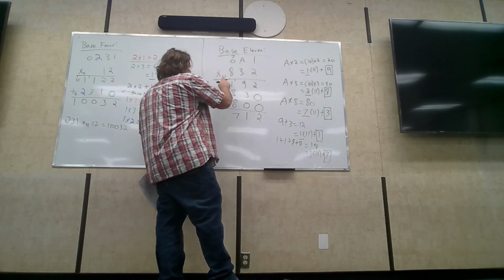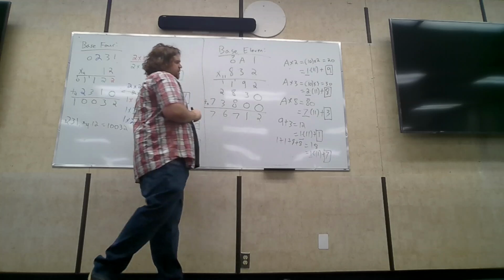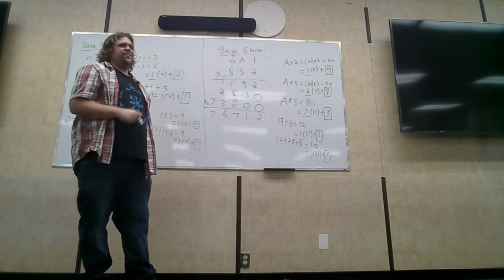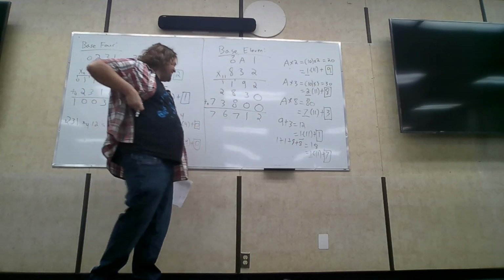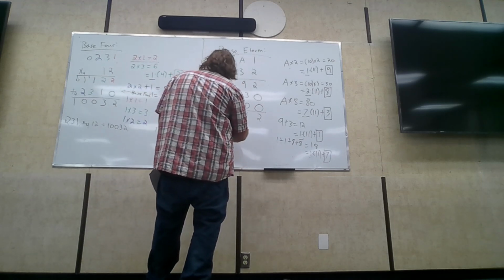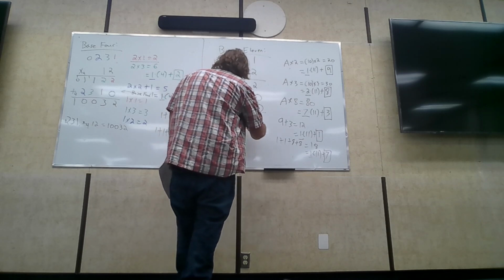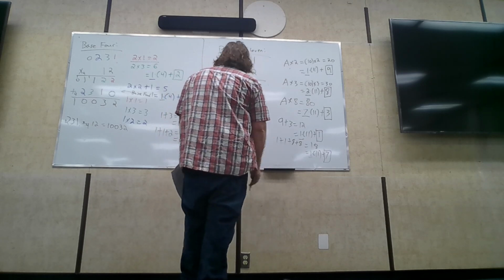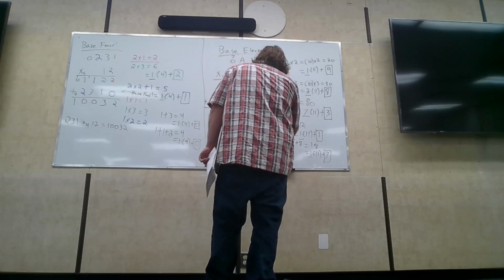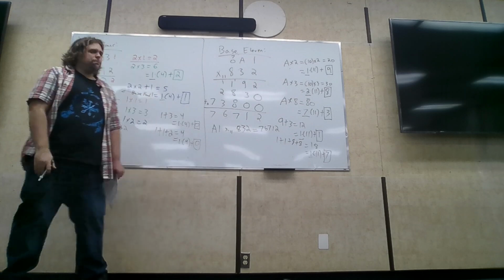1 plus 2 is 3, plus 3 is 6. 7. Oh, is that what you got? Nice. So then all told, A1 times 832 in base 11, which is a random number that you guys gave me, is 76712. Just some answer, right?